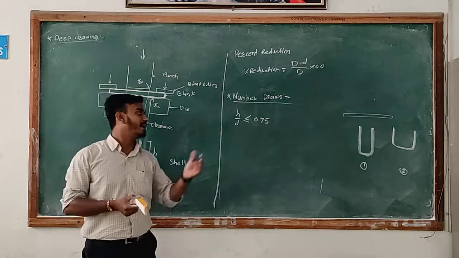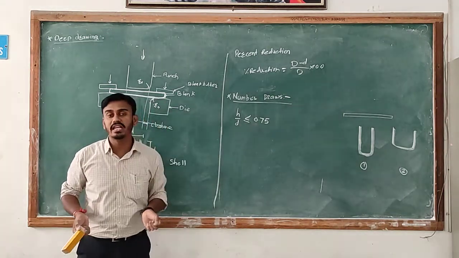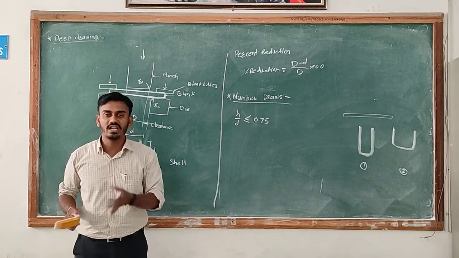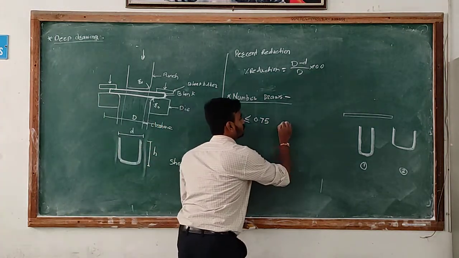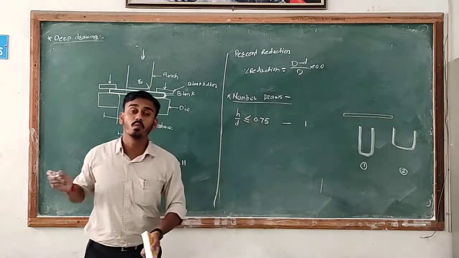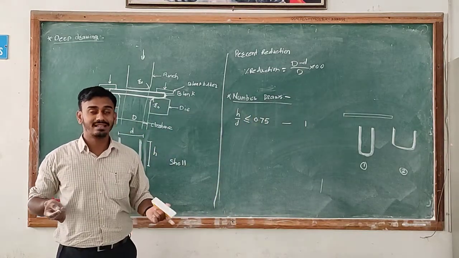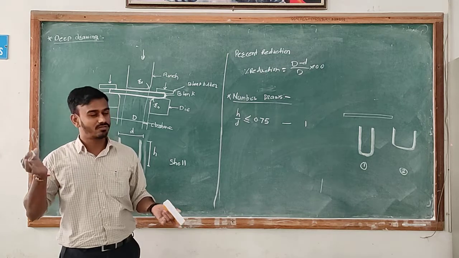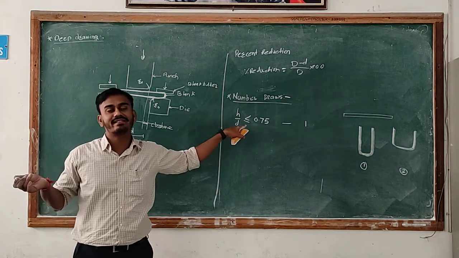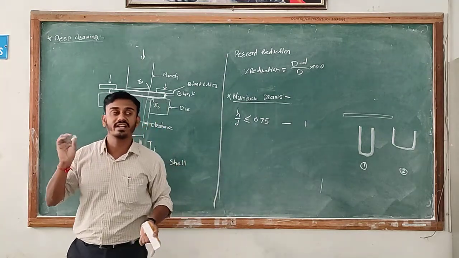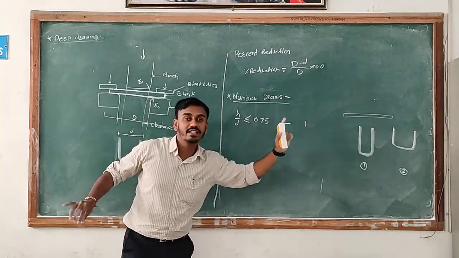If this h by d ratio is less than or equal to 0.75, then the number of draws is 1. These are some empirical relations that we have obtained. So if h by d is less than or equal to 0.75, the number of draws required is 1.